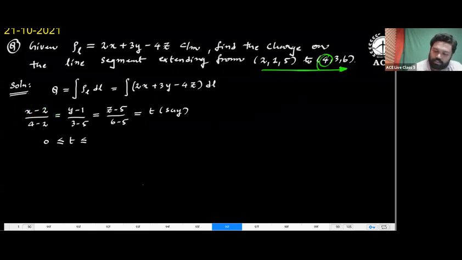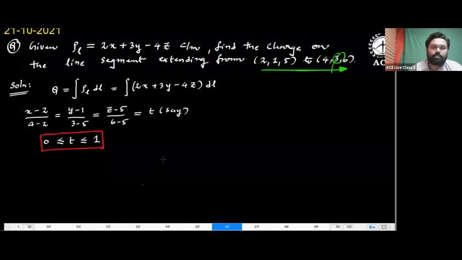You can check from here also. The final point of y is 3. 3 minus 1 by 3 minus 1, it is 2 by 2, it is again 1. So the t range is from 0 to 1. Clear? Okay. Now I'll convert everything, all the x, y, z, into t.